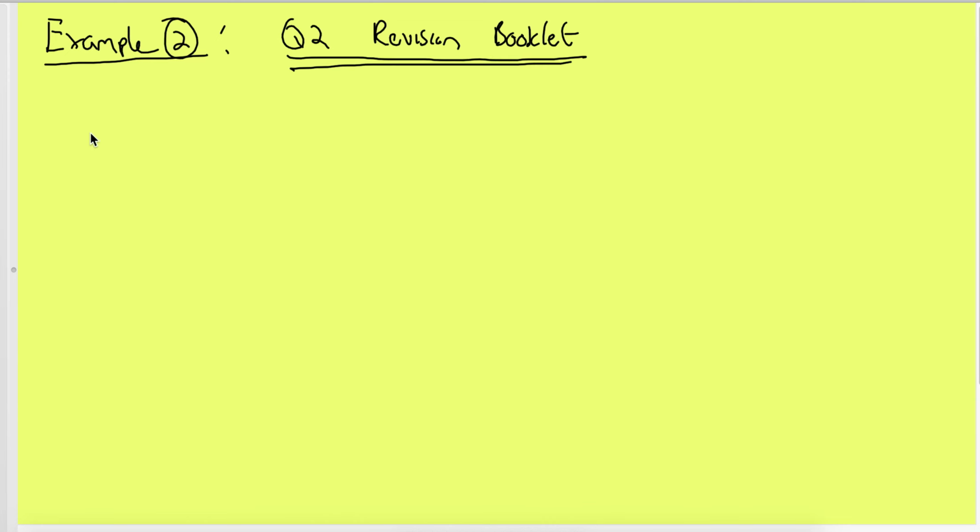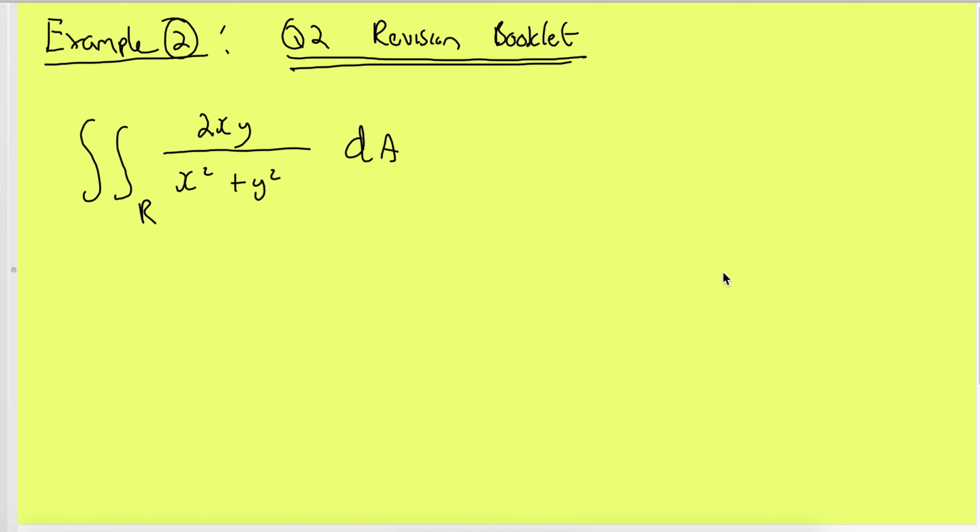Right, so we're wanting to integrate over this region R 2xy over x squared plus y squared, and I'm just going to call it dA, because remember dA just means dx dy or dy dx, it doesn't matter. The question can just say dA for you. And then the question is going to give us your region of integration.